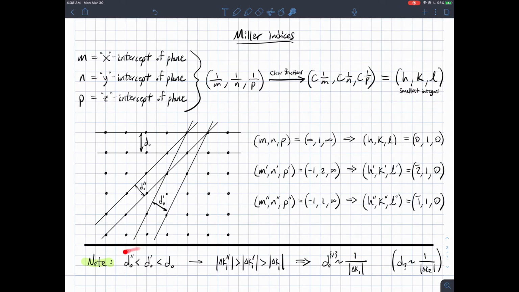Notice that the separation between these planes increases going from double prime to prime, while the reciprocal lattice vectors decrease. So then they must be inversely proportional.